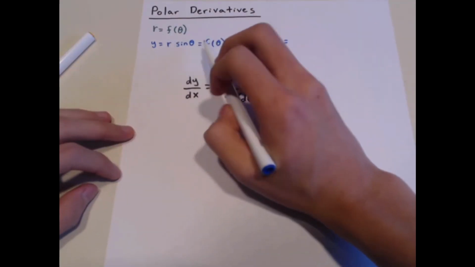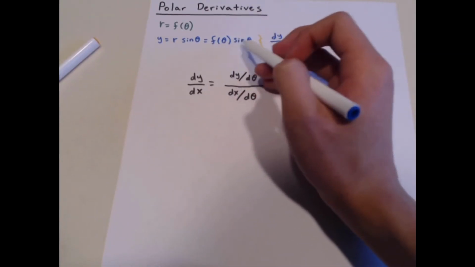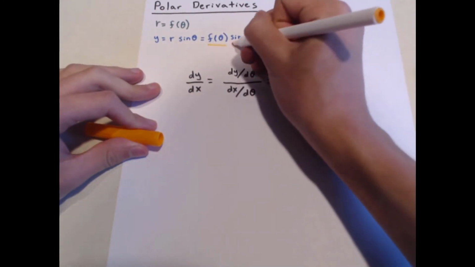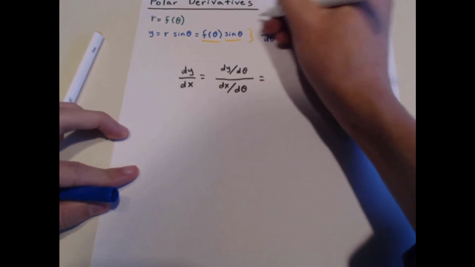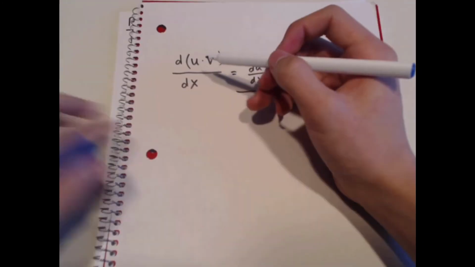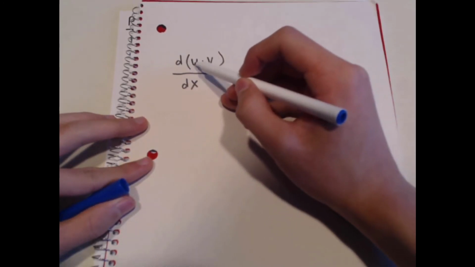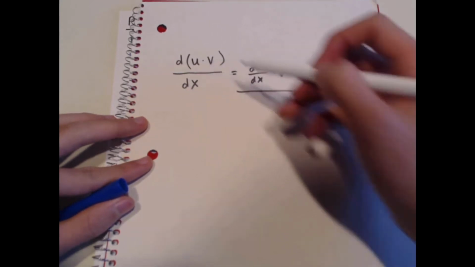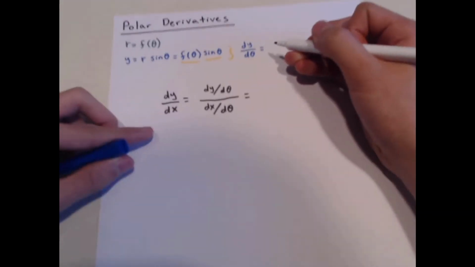If y is just a function of theta times sine of theta, we can look at each of these two terms as different functions of theta, right? Then we can just apply the product rule to dy over d theta. If you don't remember what the product rule is, if we take the derivative of u of x times v of x, assuming both are functions of x, we can just apply this formula and find the derivative of the product. So let's apply that here.